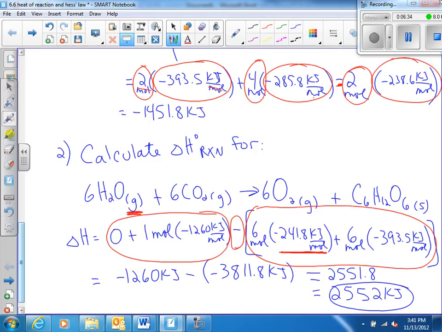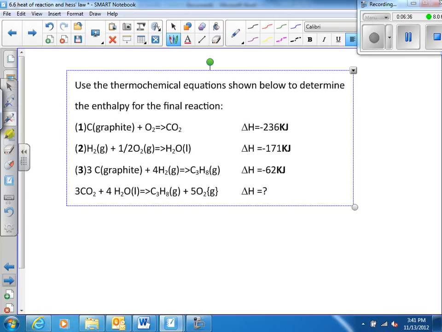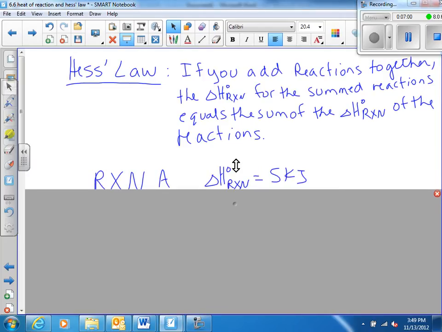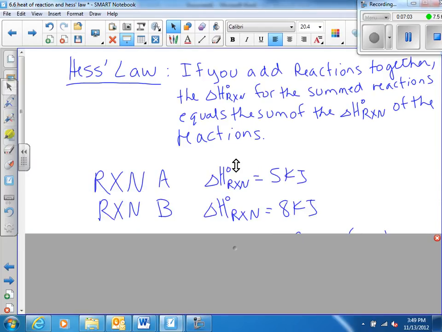Okay, we're going to move on to Hess's Law. So here we have a statement of Hess's Law. Hess's Law basically says if you're going to add two reactions together, the heat of reaction for the added reactions is equal to the sum of the heat of reaction of each single reaction. That doesn't make a lot of sense to a lot of students. You have to see an actual problem to understand this. So let's just look at an example here.